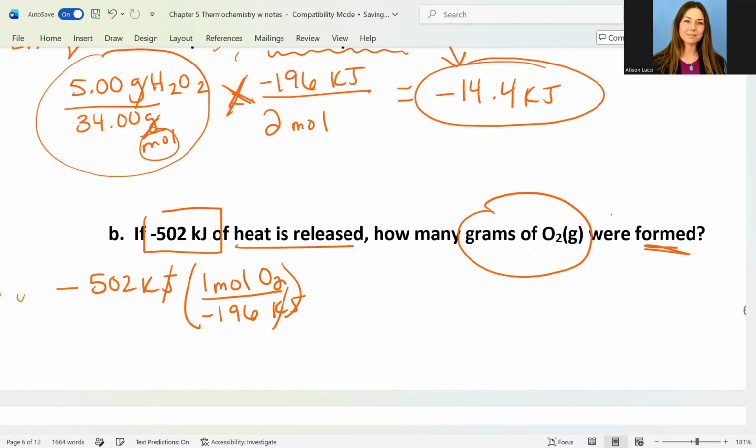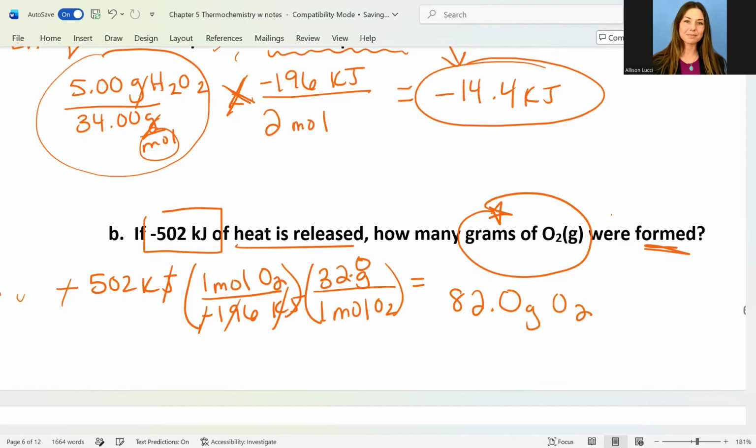So now my kilojoules cancel out. I am in moles of O2, but I want to be in grams like they asked above here. So I can say for every 1 mole of O2, that's approximately 32 grams. So now I will divide 502 by negative 196. Both negatives will cancel out. And then I multiply by 32 grams. So if I keep the right amount of sig figs here, I would have 82.0 grams of O2 were formed. And I know that when that's negative 502 kilojoules of heat being released.